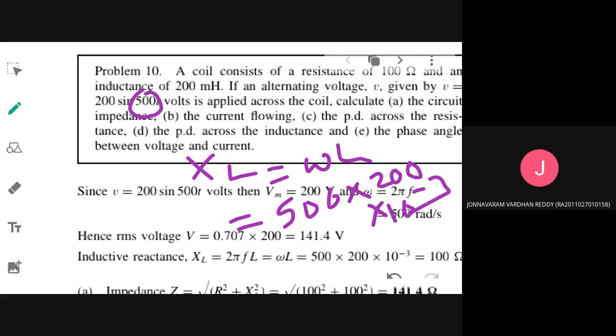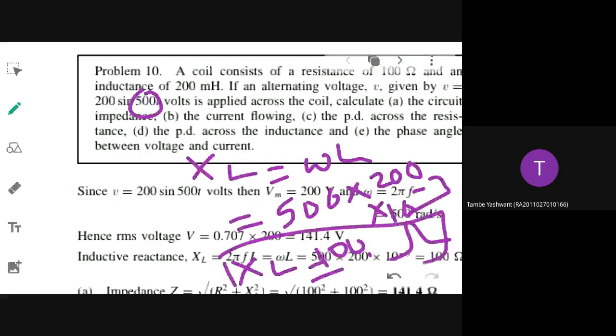So what is your XL in ohm? 100, ma'am. What is your inductive reactance? 100. Okay, 100 ohm. Now you can easily calculate the impedance. What is the impedance value?